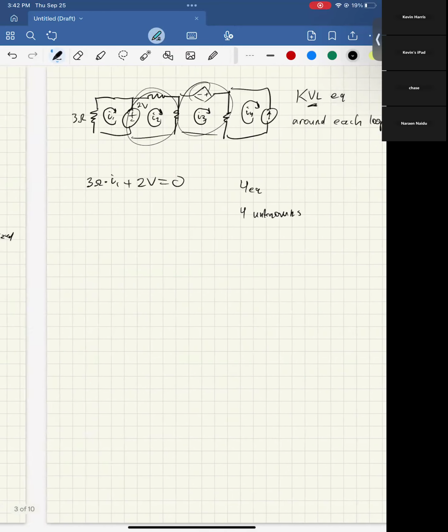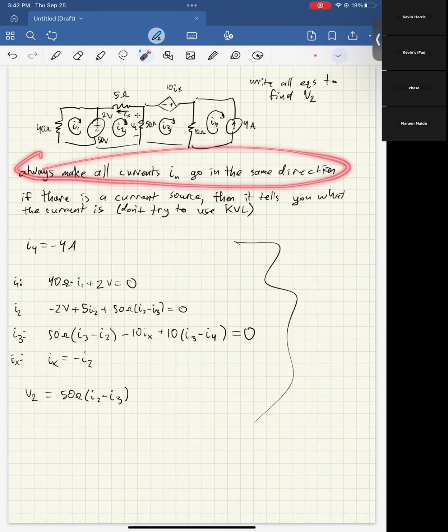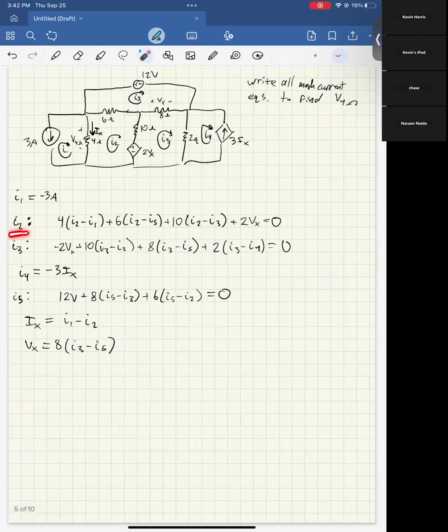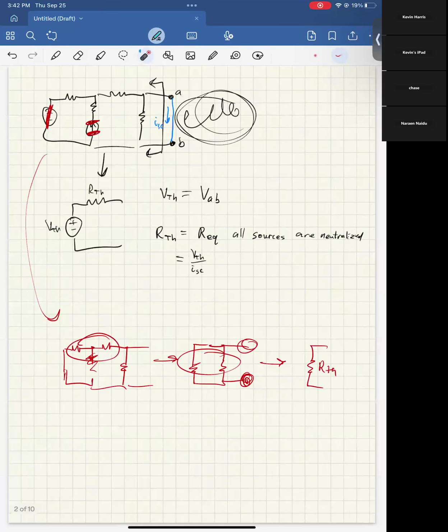Some things I will re-emphasize. Always make all the currents go in the same direction. It'll make your life easier just because if nothing else, you can always have these terms in the first, depending on which loop you're doing. So if you're looking at the I2 loop, you're always going to have I2 in that first term. If you're looking at the I3 loop, always have I3 in the first term. And between loops, you'll have this versus the opposite in this loop. And that just makes everything work a lot nicer.